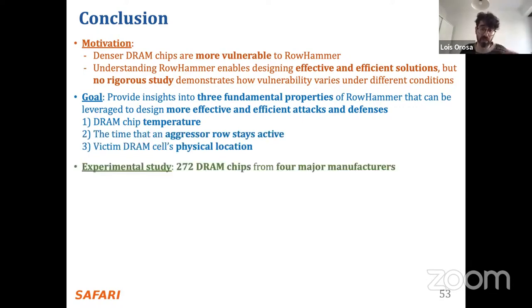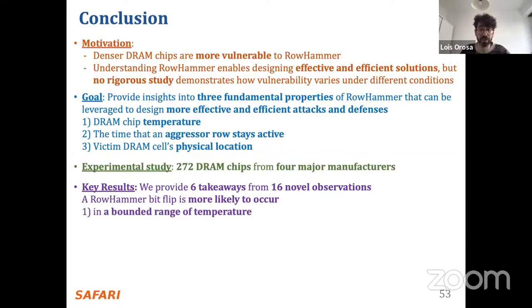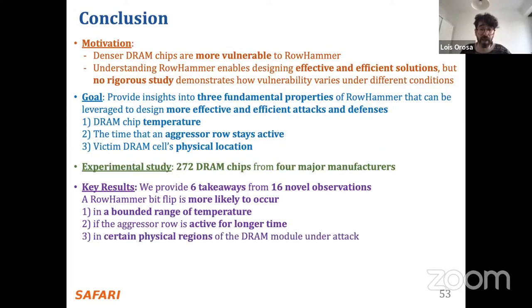In this study, we test 272 real DRAM chips of DDR3 and DDR4 modules from 4 major manufacturers. Based on our analysis, we draw 6 key takeaways, lessons from 16 novel observations. Among these, we highlight that a RowHammer bit flip is more likely to occur in a bounded range of temperature if the aggressor row is active for longer time and in certain physical regions of DRAM module under attack.